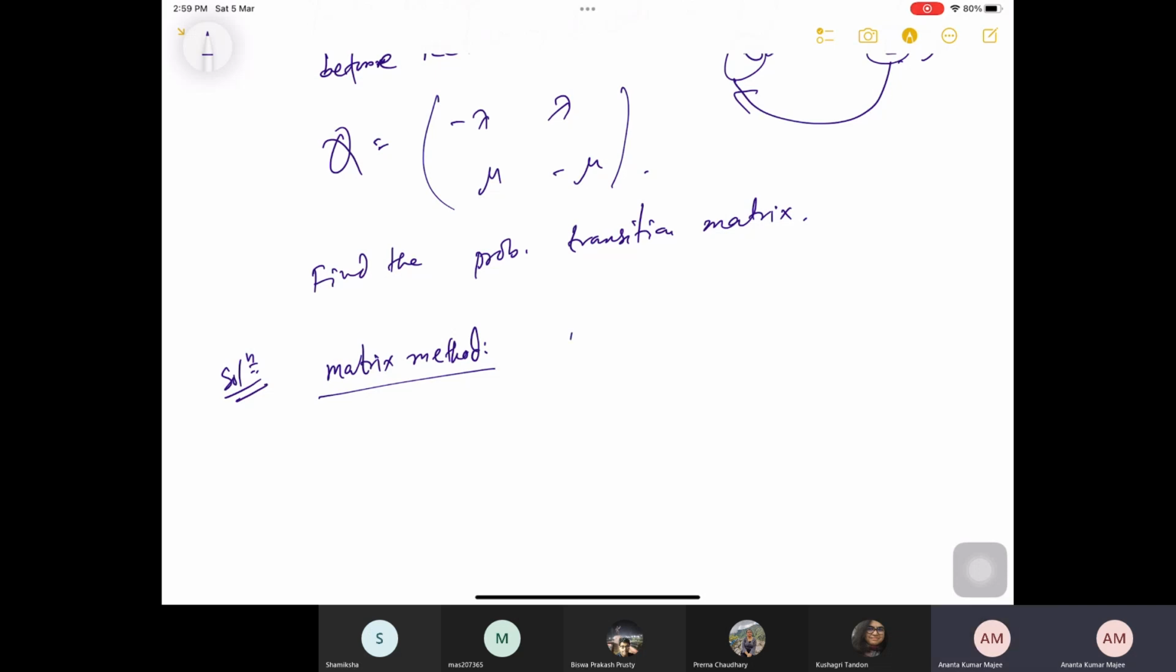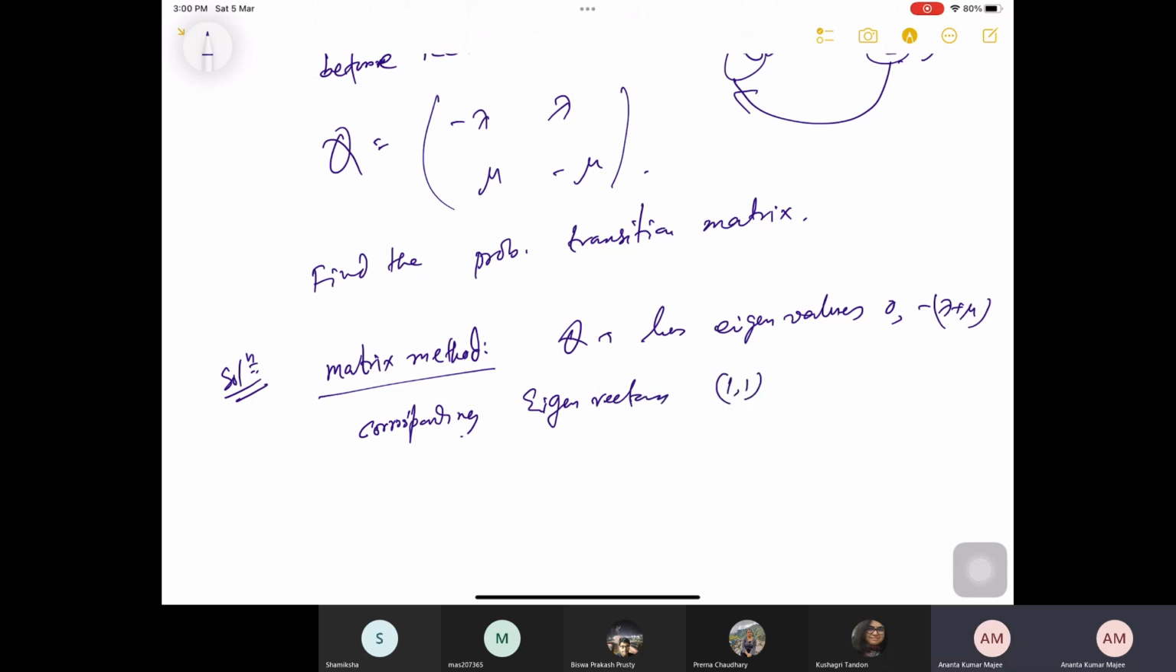So Q has eigenvalues 0 and minus lambda plus mu, which are distinct. You check yourself how to find the eigenvalues: look at the determinant of Q minus lambda I equal to 0, and from there you will find them. And the corresponding eigenvectors, you check it, are 1 1 and lambda minus mu.